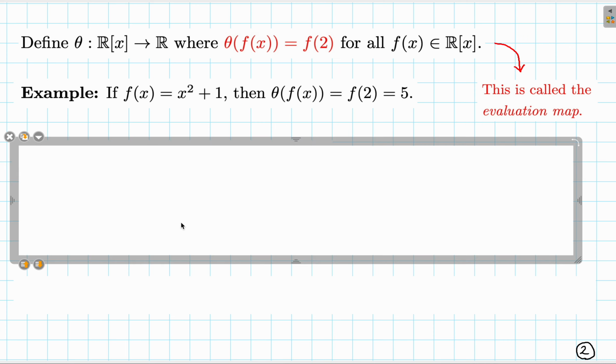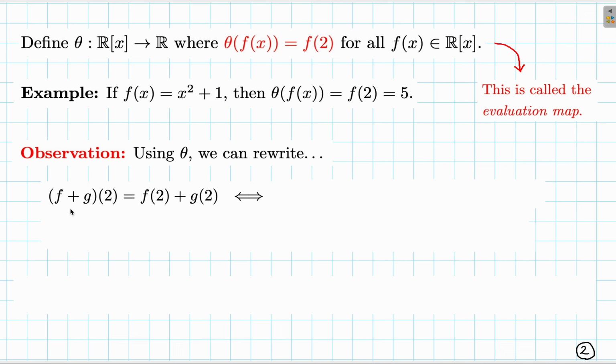Here's a relationship that we found in the opening task. F plus g of 2 equals f of 2 plus g of 2. And using our function theta, we can rewrite that as follows. On the left-hand side, we have theta of f of x plus g of x, which means first add the polynomials and then apply theta, or evaluate the polynomial sum at x equals 2. And this is the same as f plus g of 2.